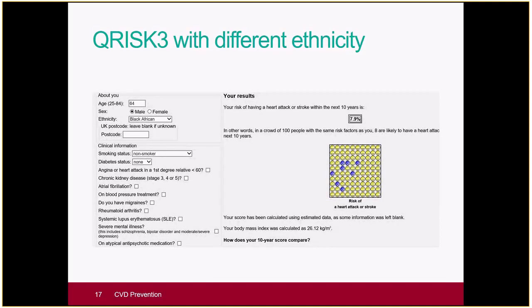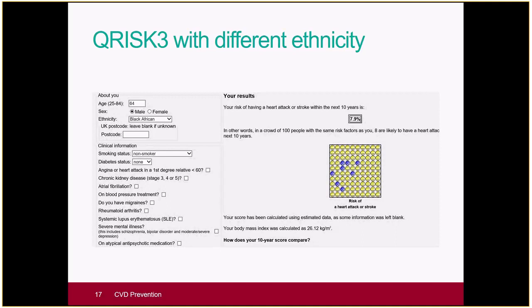QRISK works differently with different ethnicities. So this is QRISK3. Now, I'm not going to walk you through what ethnicity does to QRISK because I'm making the assumption that you really all ought to know that. But just to show you here, if we change the man to being Black African, we put his QRISK at 7.9. And this is using the same bland profile: he doesn't smoke and he doesn't have any of the other things. His cholesterol ratio is 4.5.